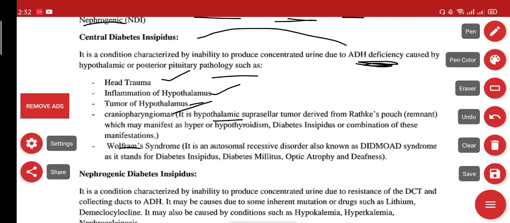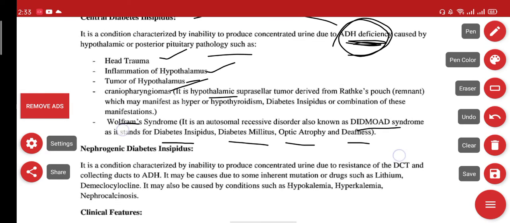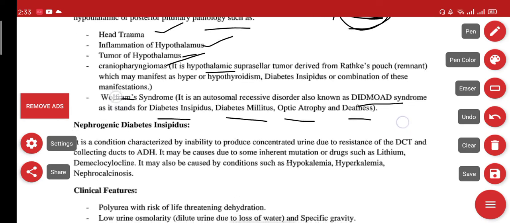Moreover, there is Wolfram syndrome. Wolfram syndrome is also known as DIDMOAD syndrome. This syndrome comprises diabetes insipidus, diabetes mellitus, optic atrophy, and deafness. All these combine to form Wolfram syndrome. So these are the various causes of central diabetes insipidus. But the thing to remember is that this is caused by ADH deficiency. Once we come to the lab you will see that the ADH level in these patients will be low.